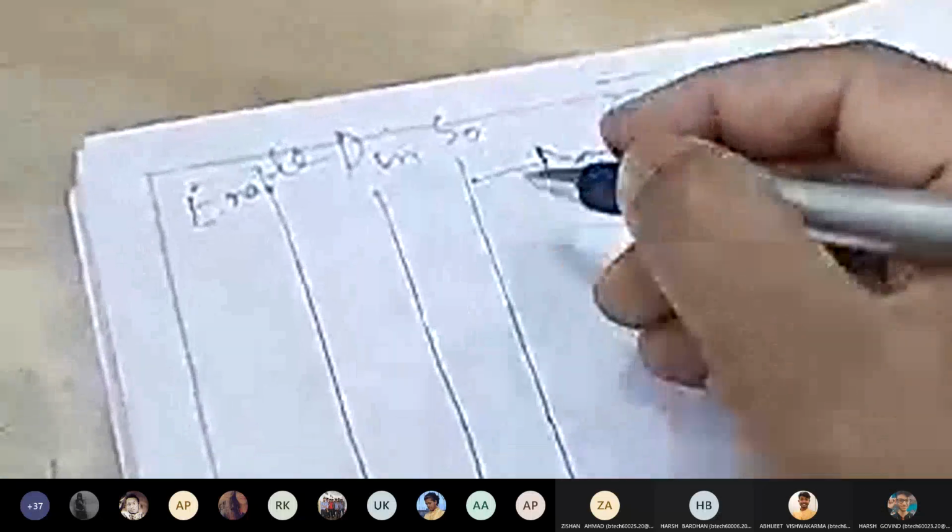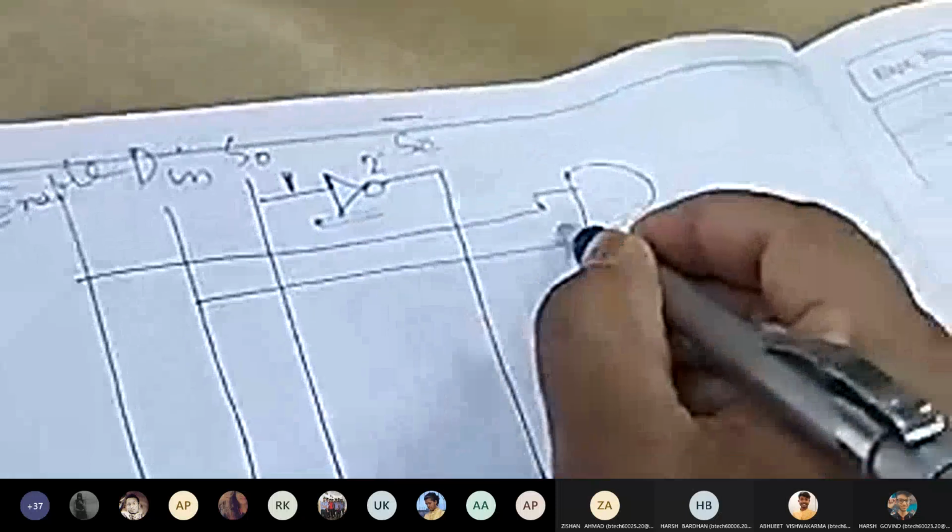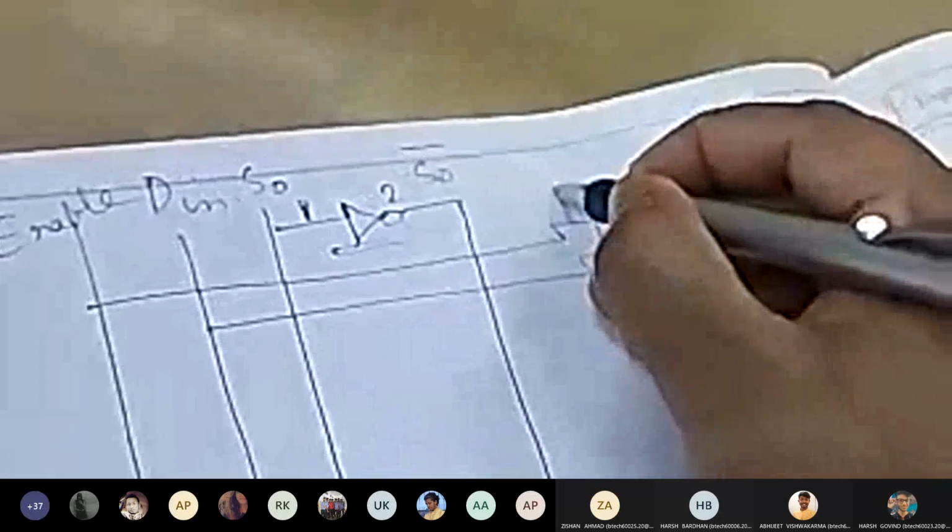Dear students, as we are taking the NOT gate, this will be your pin number 1 and the output will be at pin number 2. I'll write it for you: for the NOT gate, pin number 1 is S0 and pin number 2 is S0 bar. Now we will take this AND gate, where this is your enable signal and this is your D input. For this AND gate, this is 1, this is 2, and here we take 3.